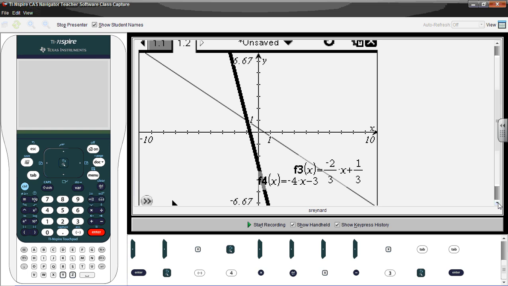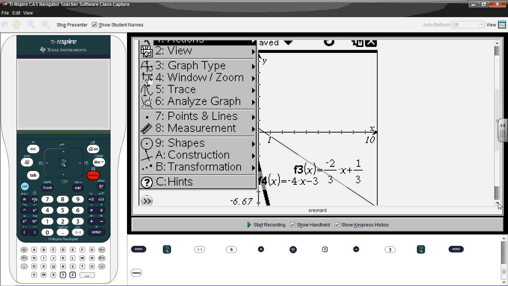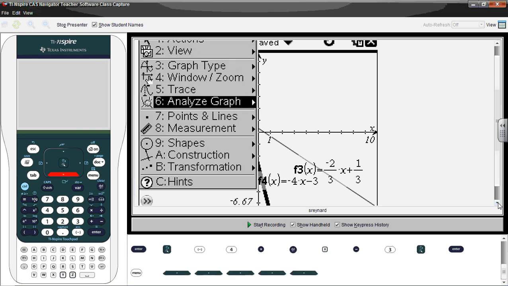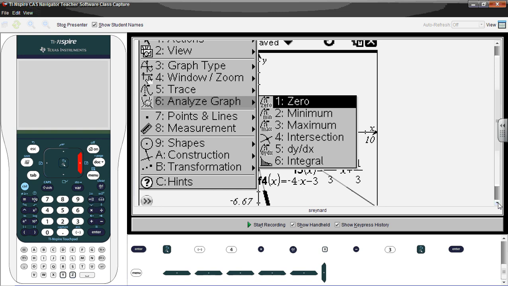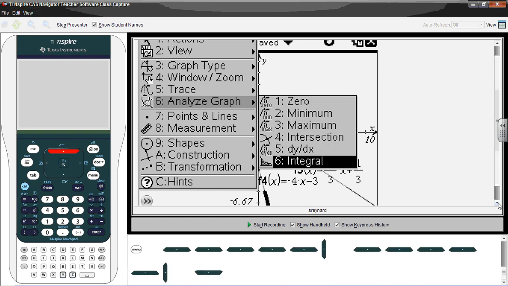You see how the graph looks when they're two completely different lines? We see one intersection. We need to figure out what that intersection is. So here's what we do. You're going to go to menu, Analyze Graph, Intersection.